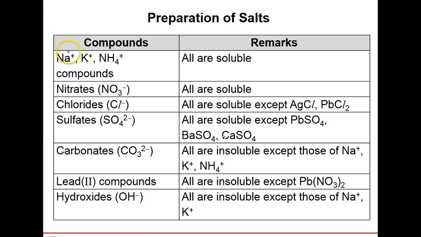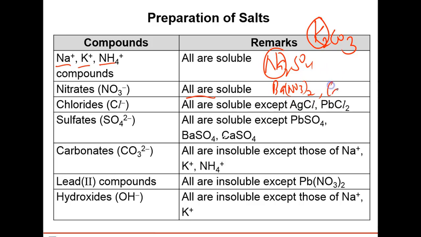So briefly, all Na+, K+ and ammonium compounds are soluble. For example, if I have Na2SO4, it is soluble because there's Na+ present. If I have K2CO3, it is definitely soluble because there's K+ present. All nitrates are soluble. So anything with a nitrate, barium nitrate, calcium nitrate, anything with nitrate present is soluble in water.